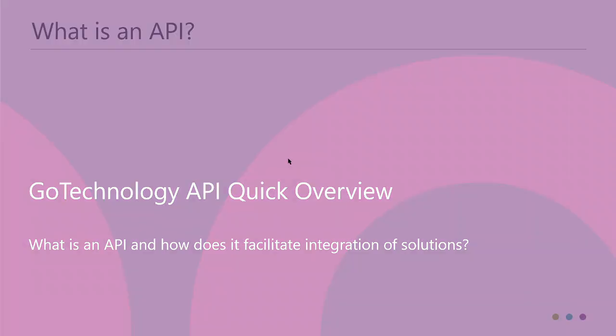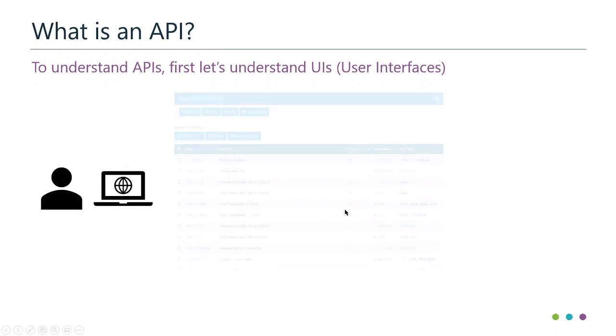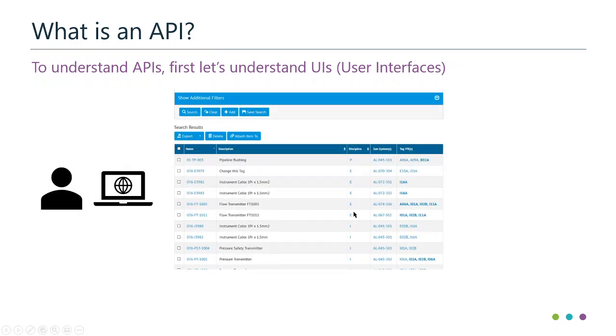So in order to start learning about what an API is, first let's talk a little bit about UIs, which are user interfaces. A user interface is a way for a person to interact with a piece of software. On the left here, we've got an icon representing a person. They're using their laptop, web browser, and they've gone to GoTechnology. So what you're seeing there is the user interface. It's a way that a person interacts with the software.